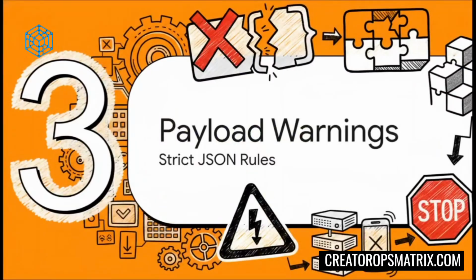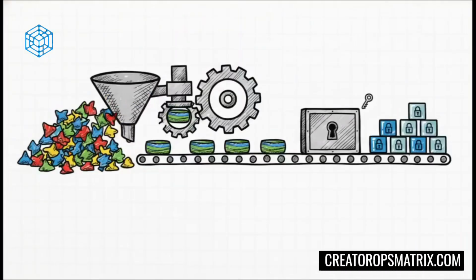Okay, Section 3, technical payload warnings. We're talking strict JSON formatting rules here. We're kind of entering a technical minefield now. The official TikTok Events API enforces extremely strict JSON formatting rules. If your syntax is off by even a single character, the endpoint just rejects the payload, and your attribution goes entirely dark. So here are the non-negotiable parameters you have to nail.